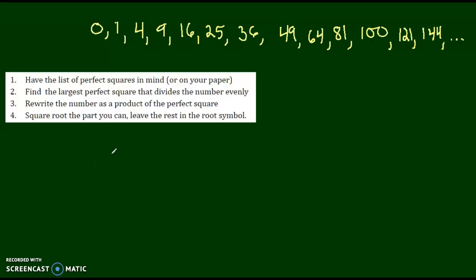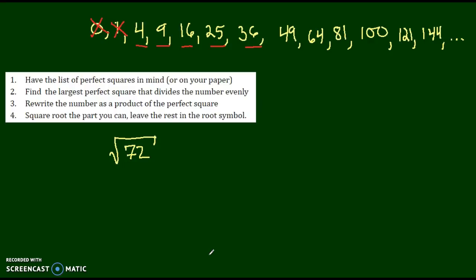When we're trying to square root a number that doesn't square root well, like say the square root of 72, the first thing we'll notice is that it's not among our perfect squares. So what we want to do is have the list of perfect squares in mind, or maybe on your paper. I would say these two perfect squares are not so important to think about, because our next part is to find the largest one of these numbers that will divide this evenly. And the goal is to square root a number that I know how to square root.